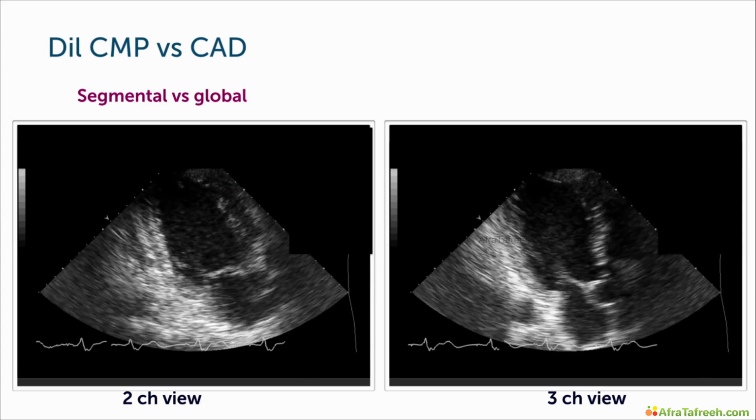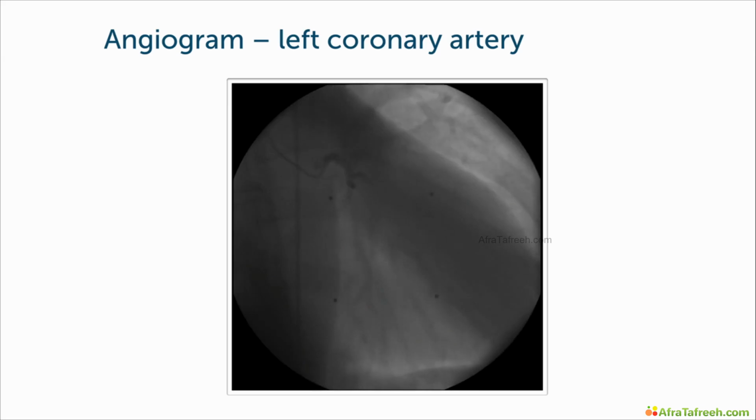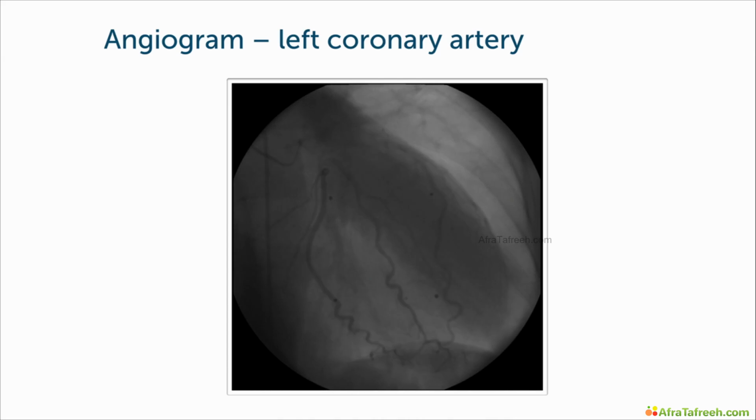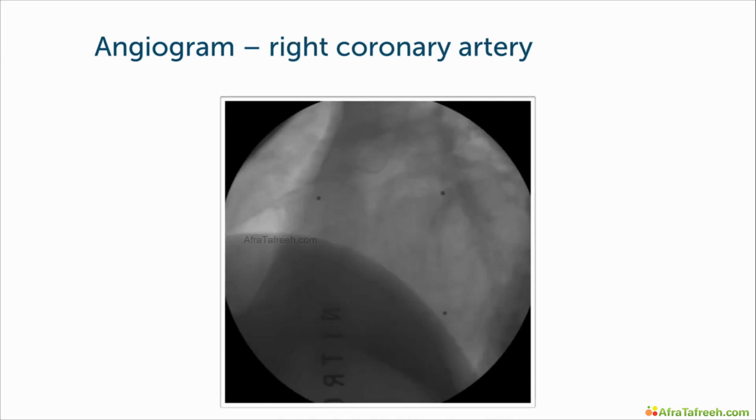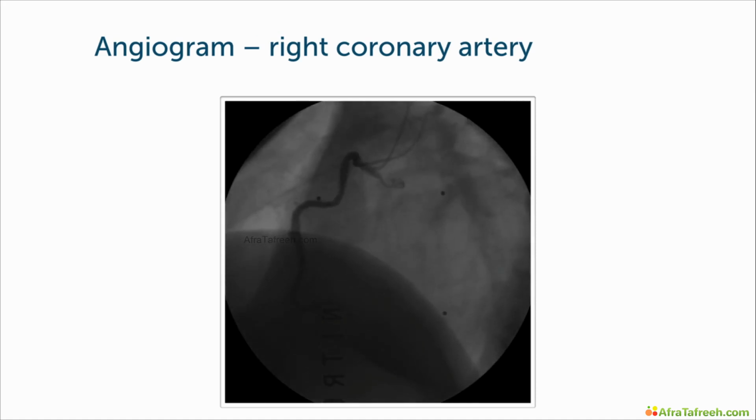Well, let's find out. Here is his coronary angiogram. First, the left coronary artery. All the branches are completely normal. And what about the right coronary artery? Here too, we have a normal coronary angiogram.